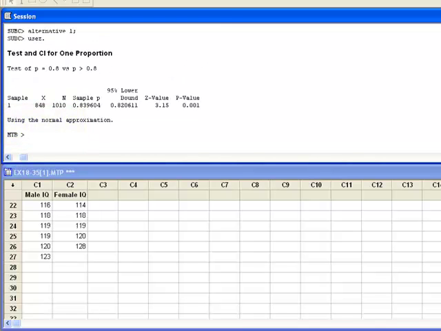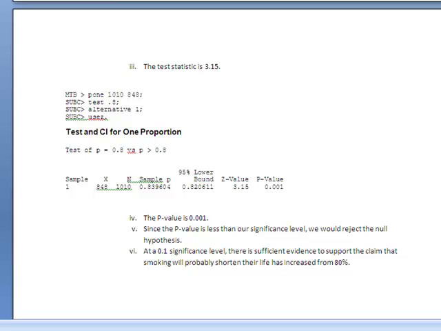And now we have to copy and paste that into our document and write the p-value and the test statistic. So there's how we would round it out. The p-value is less than our significance level, so we'd reject the null hypothesis. So in terms of the problem, we'd say at a 0.1 significance level, there's sufficient evidence to support the claim that the proportion of smokers who think that smoking will probably shorten their life has increased from 80%. And then there'll be that same type of problem: if the real proportion was this, did you make a mistake?